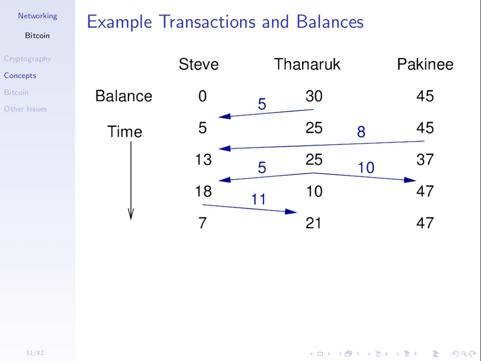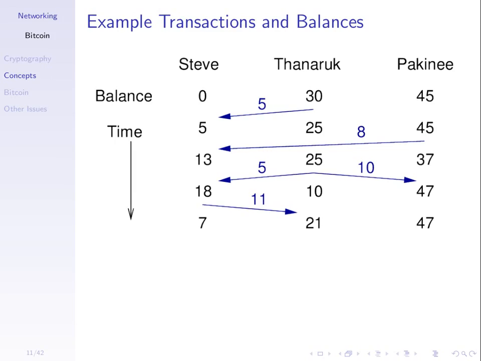So in this example, Tanarak transfers 5 units to me. As a result, his balance goes from 30 to 25. Mine goes from 0 up to 5. So the blue one is the transaction. Input account was Tanarak, output was mine, the amount was 5. Then sometime later, so the rows keep track of the balances. Pakini transfers 8 baht to me, mine goes up, hers goes down, and then maybe another case.